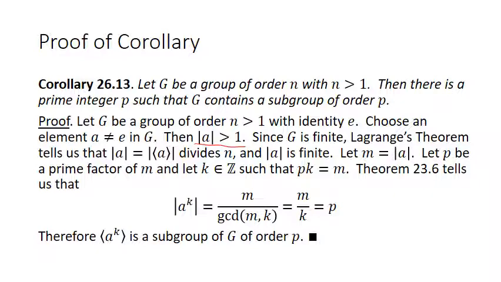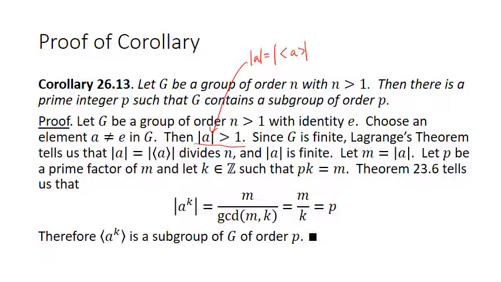And just to remind you, when we talk about the order of an element, that is the order of the cyclic subgroup generated by that element. The reason we know that's greater than 1 is because that cyclic subgroup would contain a, and it would also contain the identity, and it might contain more, but it would at least contain a and the identity, which is already more than 1. Since G is finite, Lagrange's theorem tells us that the order of a, which is equal to the order of the cyclic subgroup generated by a, divides n.